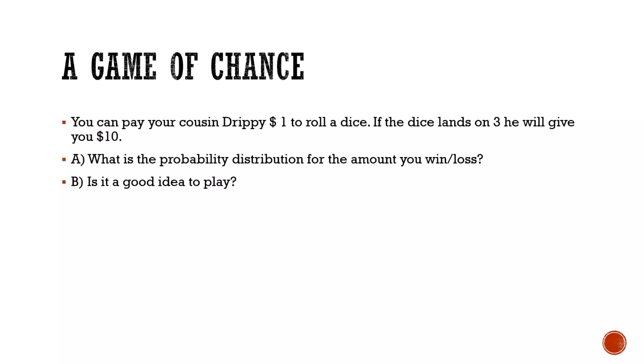Let X be the amount you win or lose. More precisely, let's say X is equal to the change in your net worth. It could be negative or it could be positive from playing this game. So let's look at the different possibilities and see what happens with each of them.